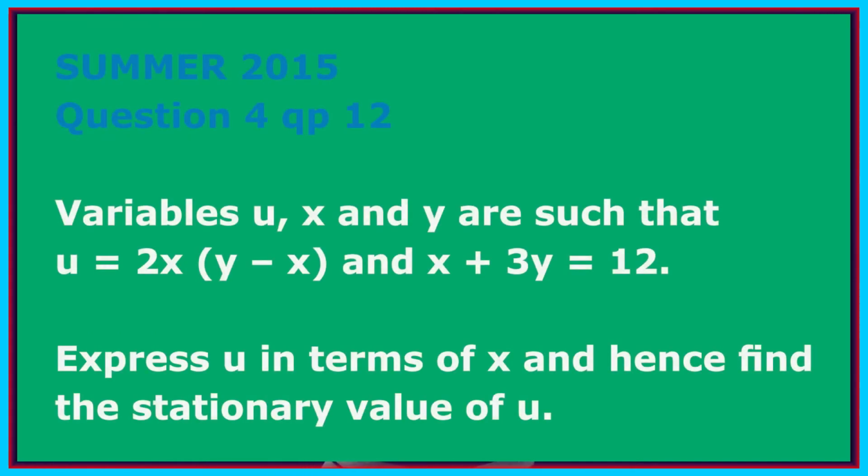Okay, so now let's look at the year, again variant 12. So QP 12, question paper 12, question 4. It says, variables u, x, and y are such that u is equal to 2x into bracket y minus x, brackets closed, and x plus 3y is equal to 12. Express u in terms of x, and hence find the stationary value of u.